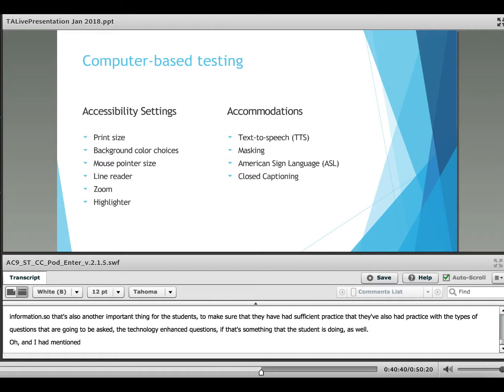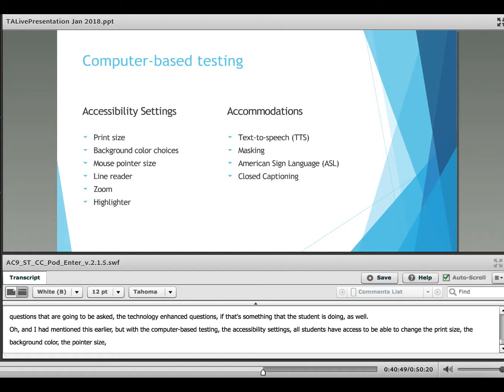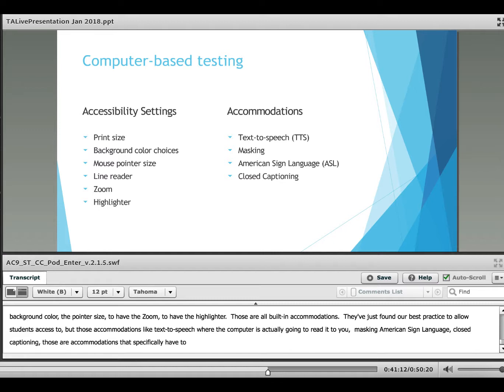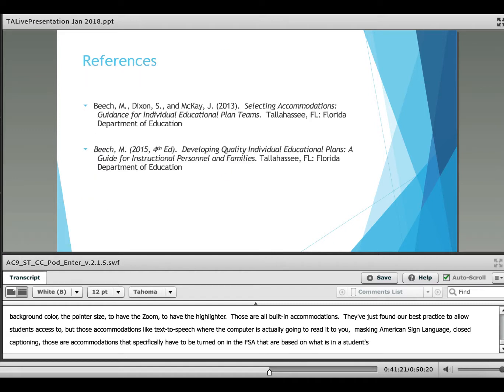Oh, and I had mentioned this earlier, but with the computer-based testing, the accessibility settings, all students have access to be able to change the print size, the background color, the pointer size, to have the zoom, to have the highlighter. Those are all built-in accommodations they've just found are best practice to allow students access to. But those accommodations like text-to-speech, where the computer is actually going to read it to you, masking, American Sign Language, closed captioning, those are accommodations that specifically have to be turned on in the FSA based on what is in a student's IEP.